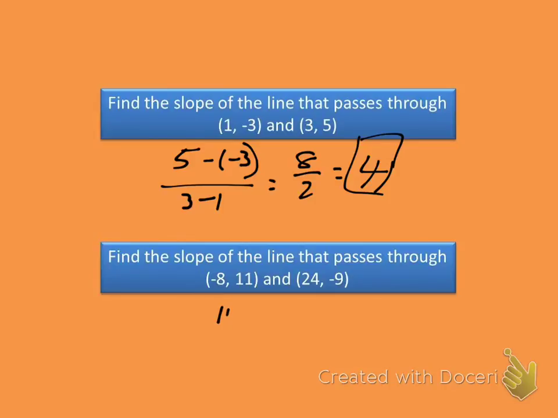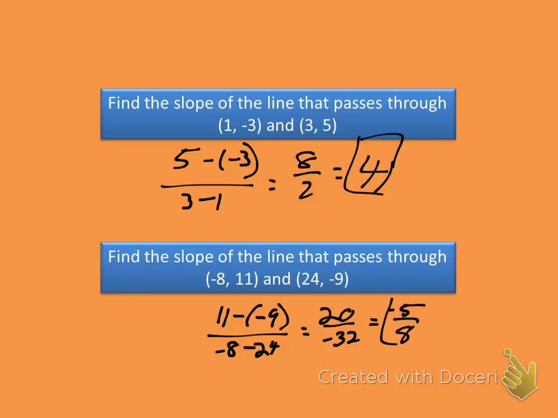This one down here, 11 minus a negative 9. See that? So I switched the order of the points I used. I did this one first and then this one. As long as you do the same way down here, it doesn't matter. Okay? But whichever one you do first on the top, you have to do first on the bottom. That's the key. Okay? You should get negative 5/8 there.